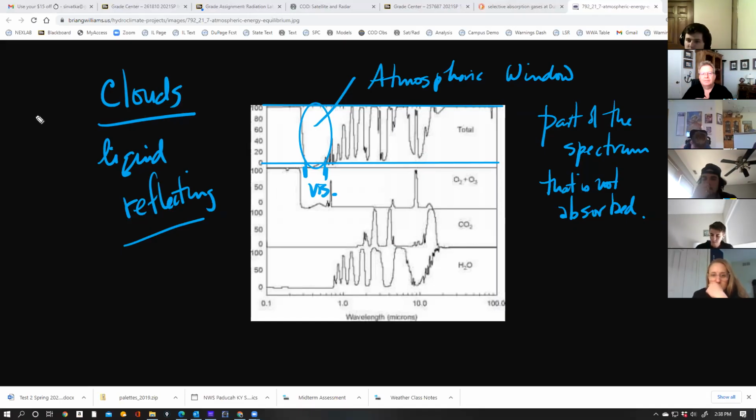So if this was showing us how much is reflected, it would be really hot. Yes. All right. But this is what's absorbed. So the atmospheric window is the part that's not absorbed. The visible spectrum is an atmospheric window. Write that down. The visible spectrum is the atmospheric window.